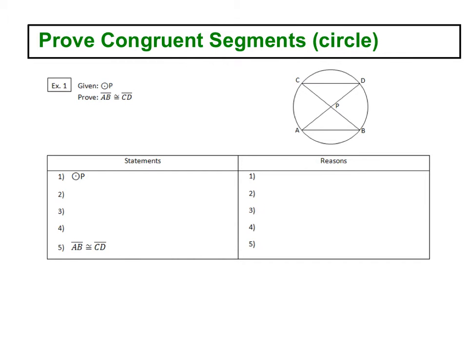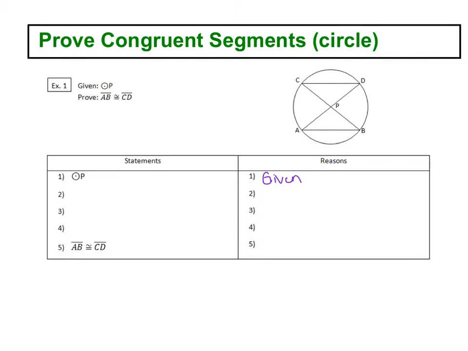All right, let's get excited about doing a proof with all the information we just learned. So in this example, we're given circle P. That's the only thing they gave us. So that goes in our first statement, circle P. And how do we know that circle P exists? We know because it was given to us. So it's kind of nice when they give you information, you just write it in and there you go.